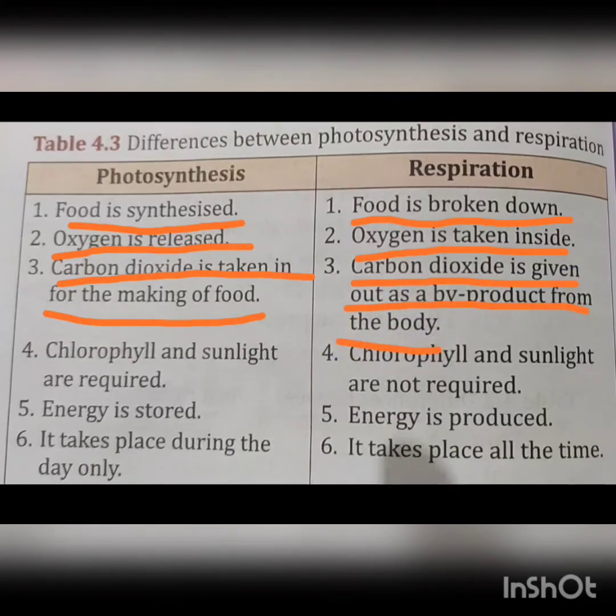In photosynthesis, chlorophyll and sunlight are required. In respiration, chlorophyll and sunlight are not required. In photosynthesis, energy is stored, and in respiration, energy is produced. Photosynthesis takes place during the day only. Respiration takes place all the time, that is day and night.